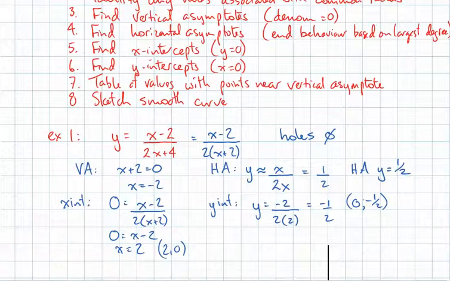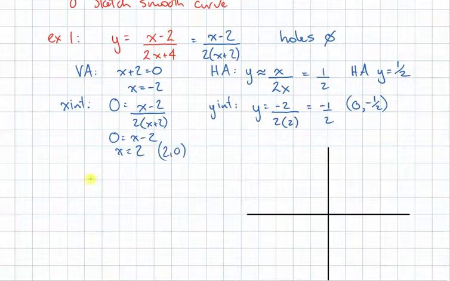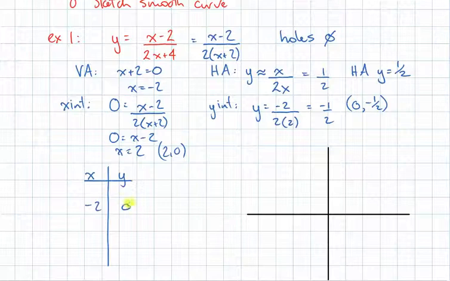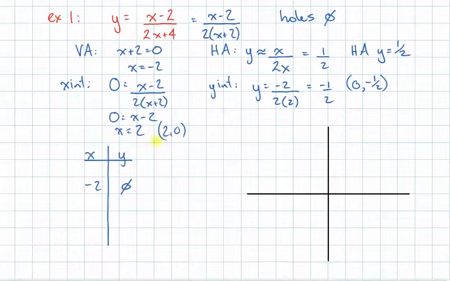Got my x and y intercepts, got all my asymptotes. So now a table of values to summarize some of this. I have a vertical asymptote at -2, so y is not defined there. I have an x-intercept at (2, 0). I have a y-intercept at (0, -1/2).